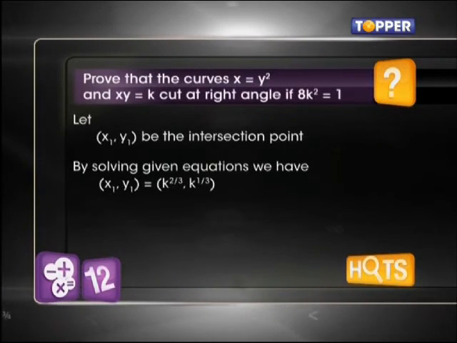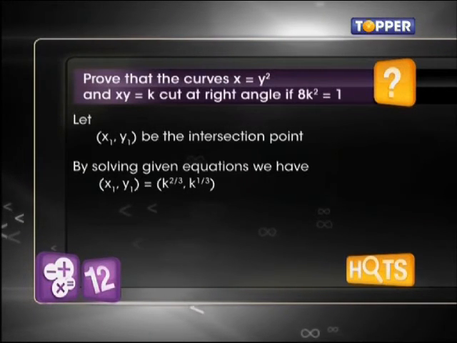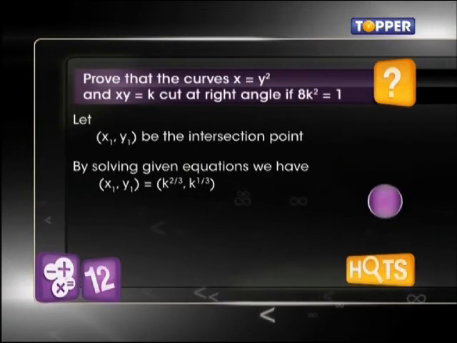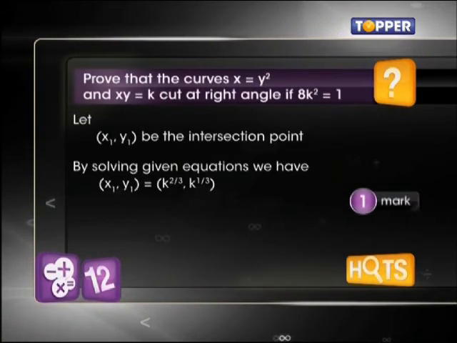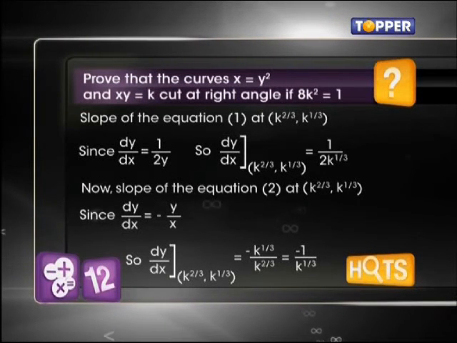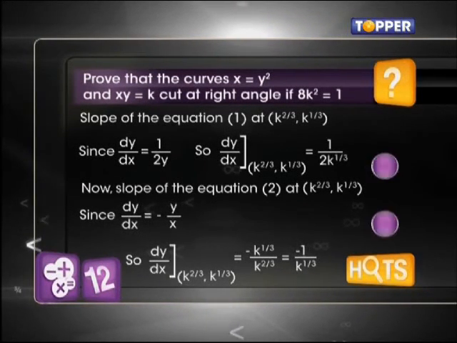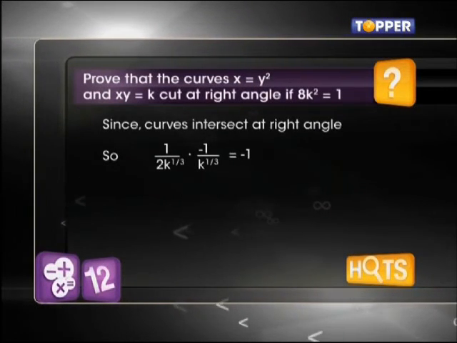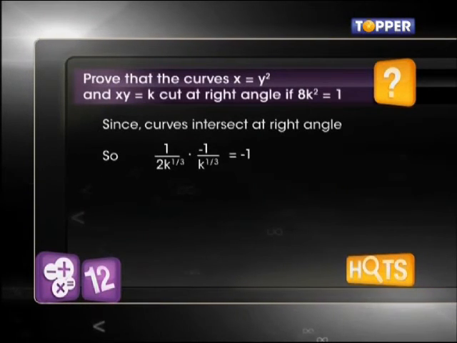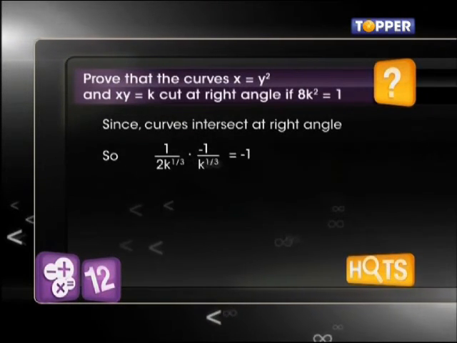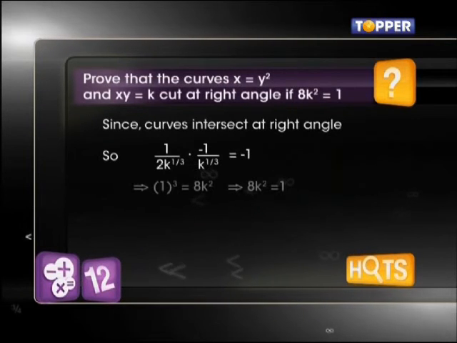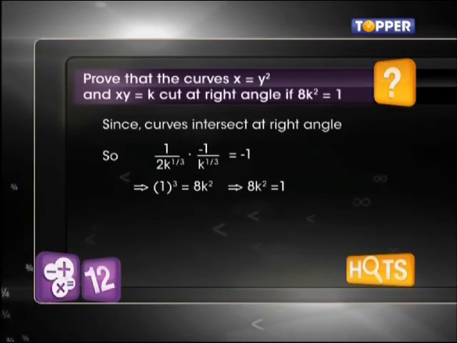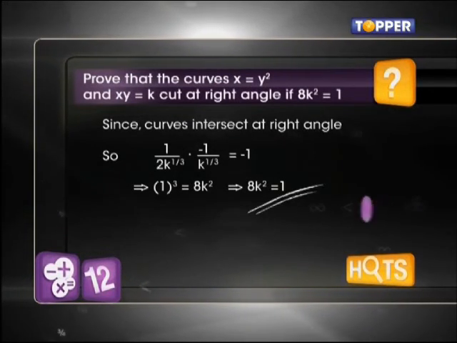So let's start by finding the intersection point of both curves, which we calculate to be k to the power 2 by 3, k to the power 1 by 3. Now, we find the slope of both curves at this point. We already know that the curves are perpendicular if the product of both the slopes at the same point is equal to -1. On solving the equation, we find that 8k square is equal to 1, which is the desired result.